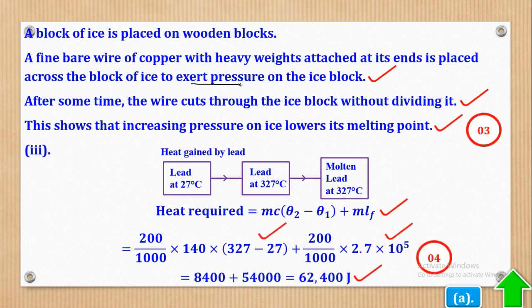So 1 mark for this procedure, 1 mark for the observation, 1 mark for the conclusion. Then here 1 mark for stating the formula, 1 mark for this part, 1 mark for this part, and 1 mark for the final answer.